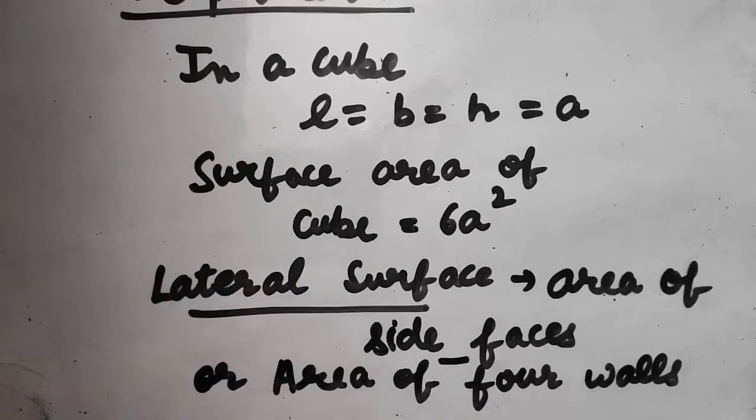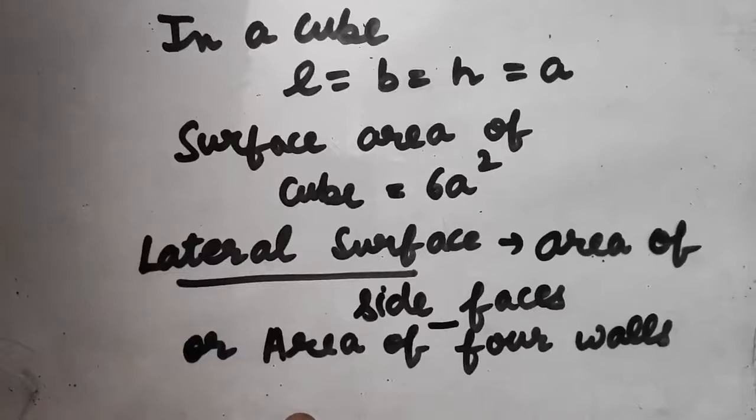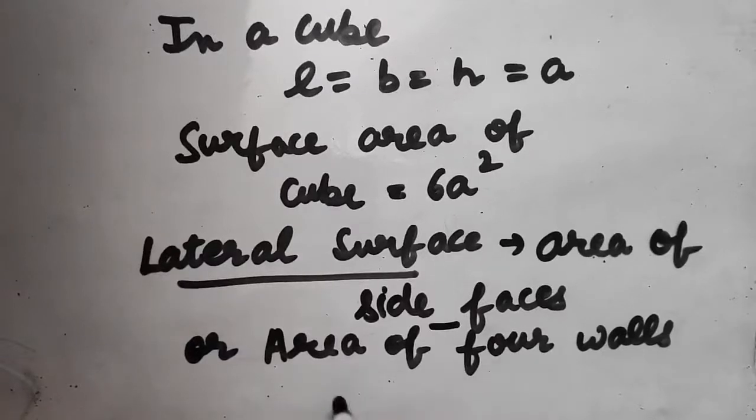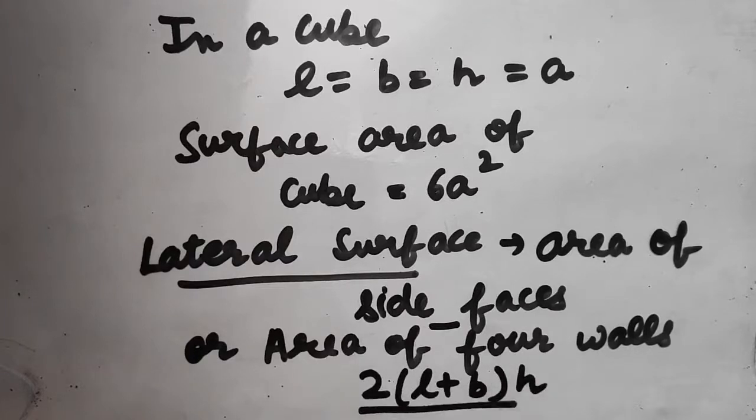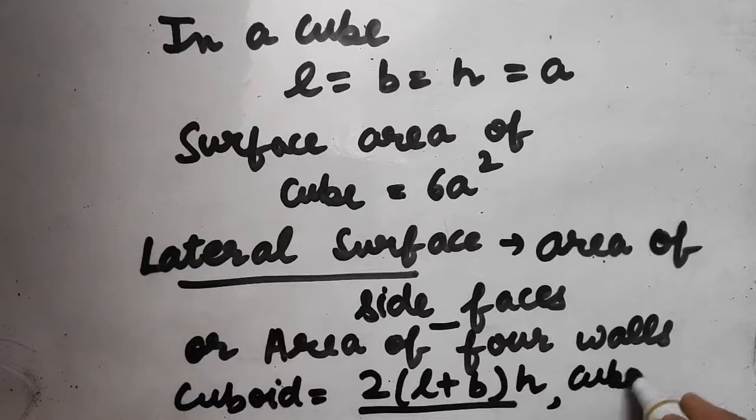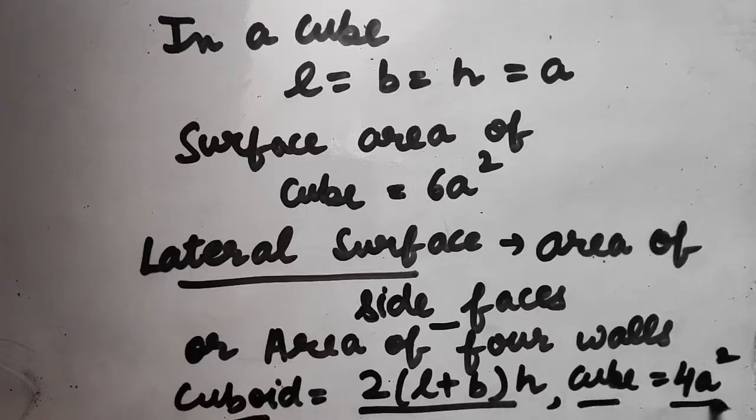So in case of cuboid, what is the area of 4 walls? It will be equal to 2 bracket L plus B into H. This is the lateral surface area of cuboid. And in case of cube, what is the lateral surface area? Lateral surface area will be given by 4a square. So lateral surface area of cuboid is equal to 2 bracket L plus B into H, and in case of cube it will be 4a square.